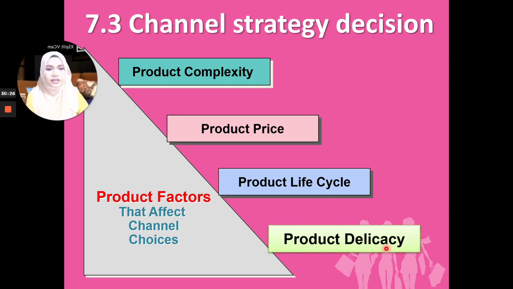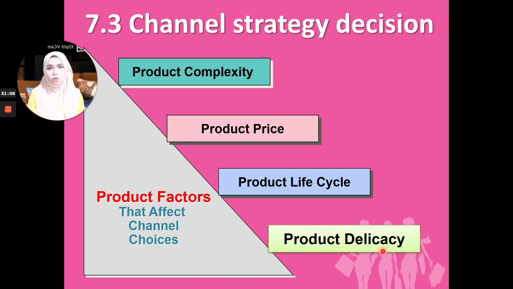And the product delicacy. Product delicacy here includes the perishability of the product. How delicate is the product? Like you're selling fish, for example. You want to sell fresh fish. You can't afford to sell the fish through a very long channel, unless it is a frozen one, then you can use the retailer channel and wholesaler channel. But if you are talking about vegetables, you can't freeze them. Your kangkong, spinach, and all those things, the fresh ones, you will need to make sure that you use shorter channels.